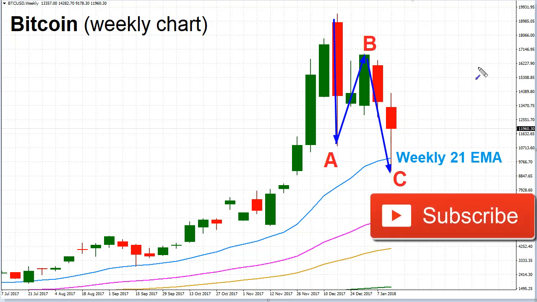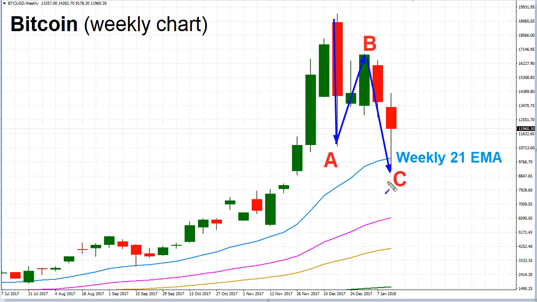So that really is the key right now, because we've come and tested the psychological support at 10,000. Again, the weekly 21 average, which we've come and tested.